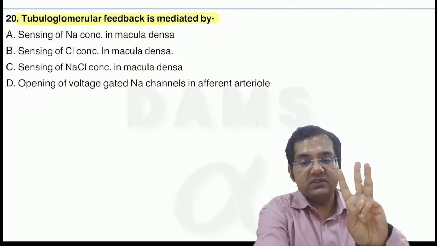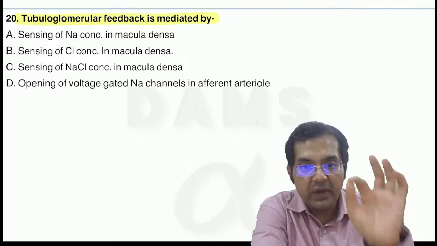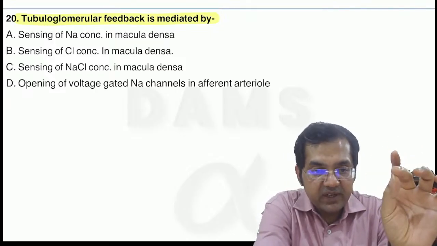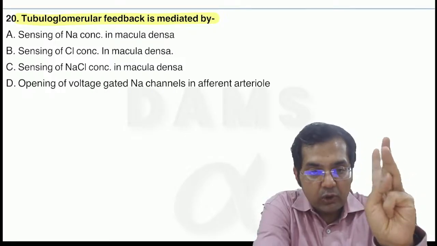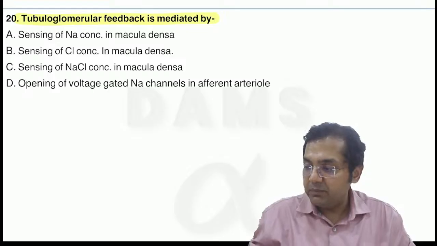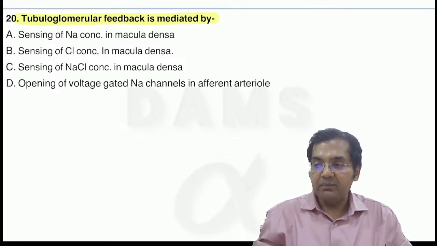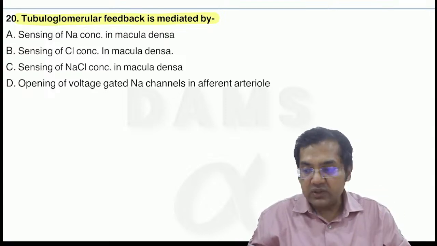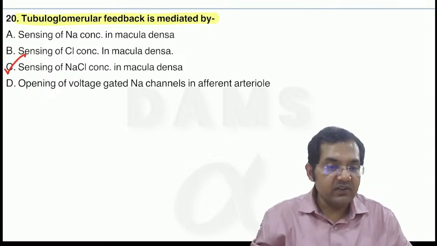Remember the three mechanisms as done in the video: myogenic mechanism in the vascular smooth muscle, tubuloglomerular feedback in the macula densa, and glomerulotubular balance in the PCT, right? Over here, tubuloglomerular feedback is mediated by sensing of the sodium chloride in the macula densa. This is the best answer.